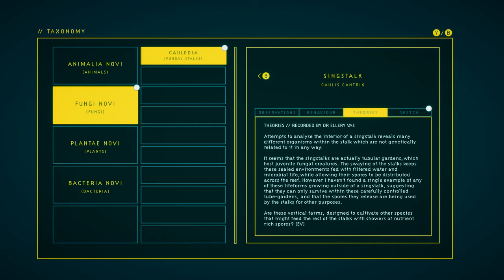However, I haven't found a single example of any of these life forms growing outside of a Sing stock, suggesting that they can only survive within these carefully controlled tube gardens, and that the spores they release are being used by the stocks for other purposes. Are these vertical farms designed to cultivate other species that might feed the rest of the stocks with showers of nutrient-rich spores?